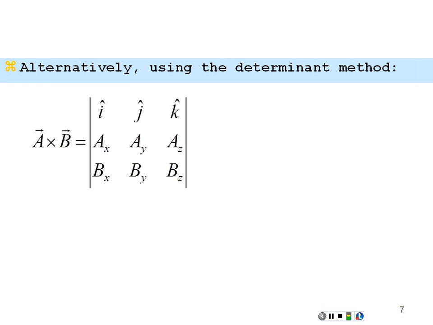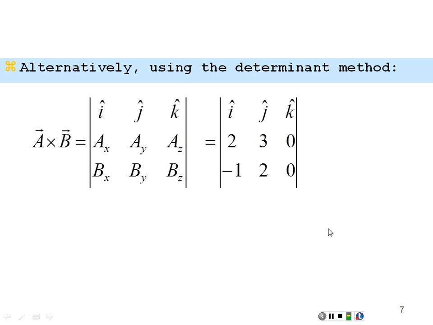I could do the same thing using the determinant method. I'm going to fill my first row with i, j, k, my second row with the coefficients of vector A, which in this case would be 2, 3, and 0, no k component to A. And my last row is the coefficients of the vector B, negative 1, 2, and also 0. I wish to find the determinant of this.